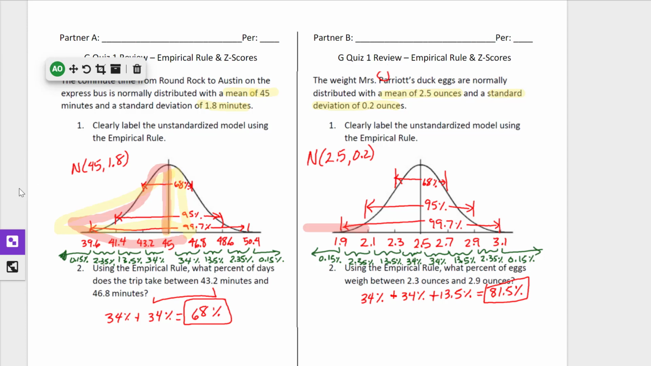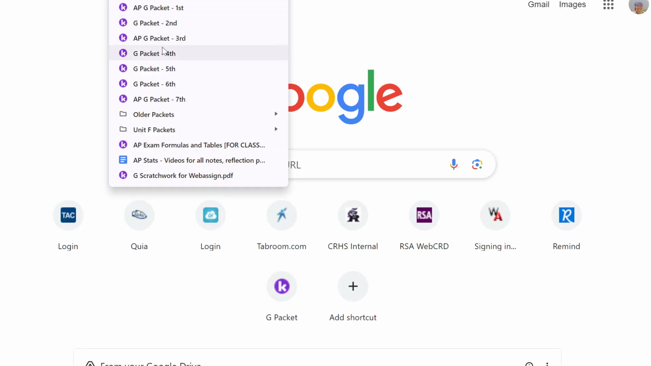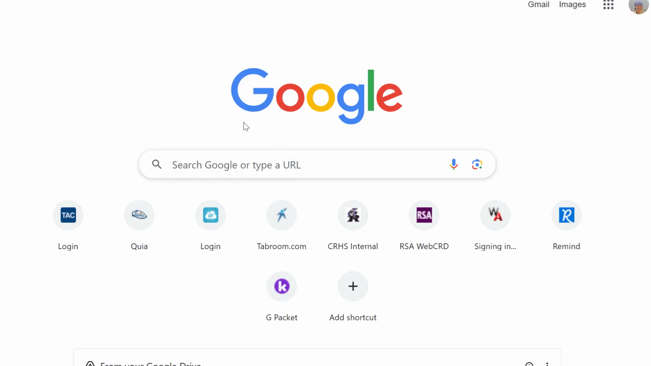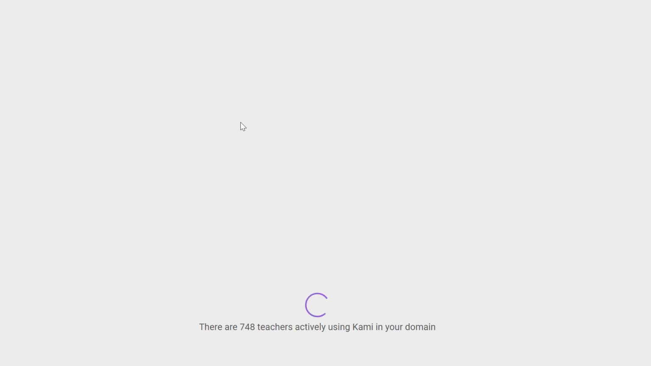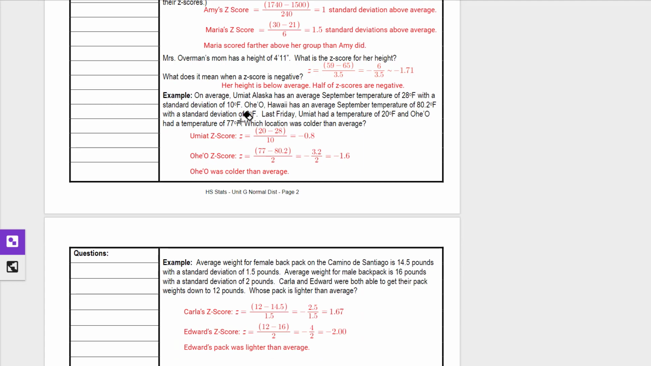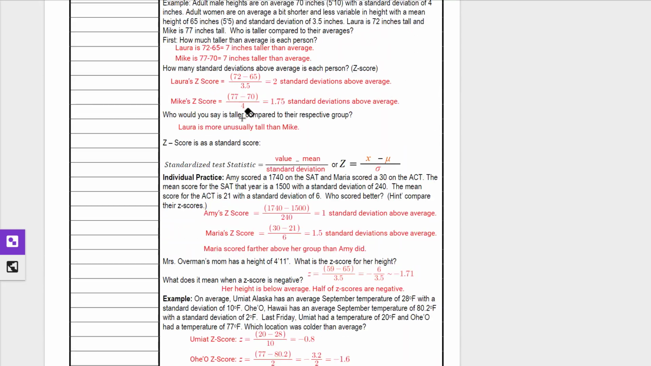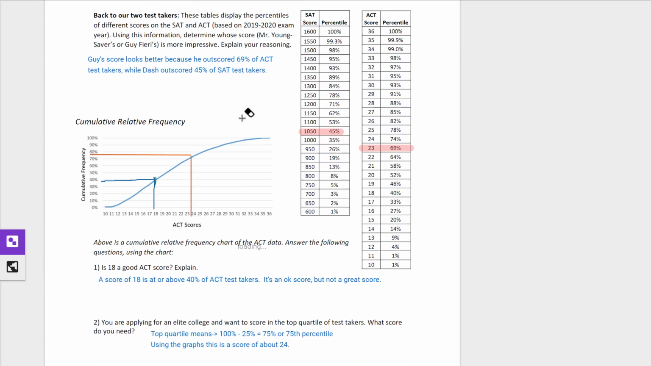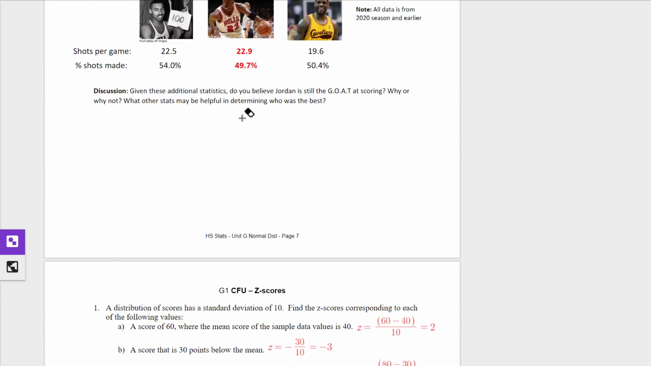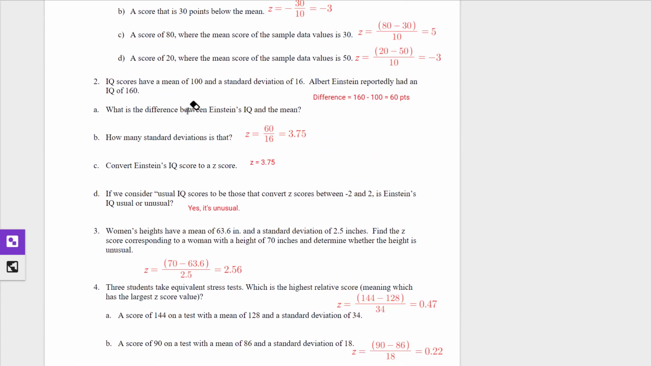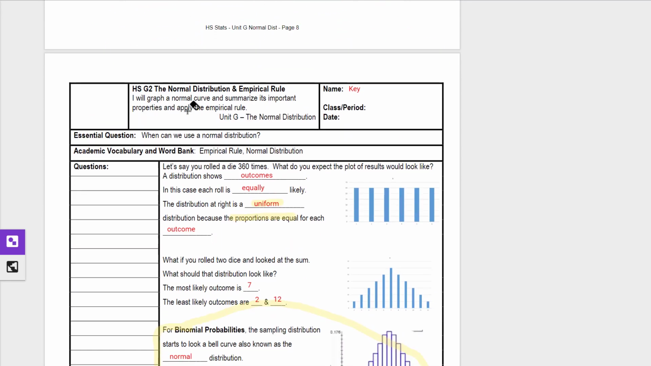Must be scanned in. Okay, so clearly label this unstandardized model using the empirical rule. One thing I'm going to do is open up the unit packet. We'll do it for second period, should be fine. One of the things I covered on the G2 notes, which we'll get to, give me a second. G1 notes is Z-scores, and we did this in class. And then this is practice. Don't forget you got the solutions on the Z-scores there.